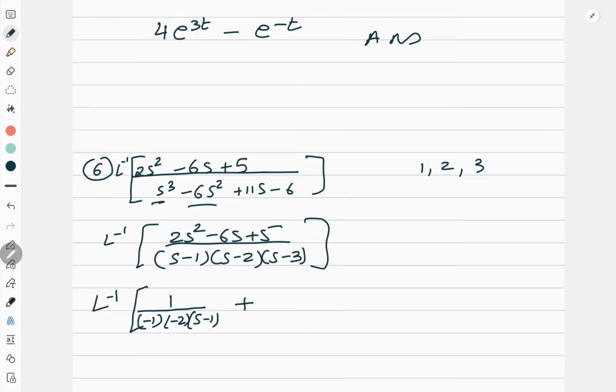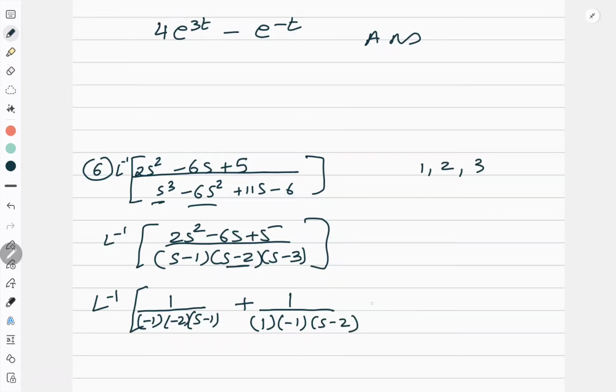Okay, then plus. Now put s is equal to 2. When you put 2, 2 square is 4. 4 2s are 8. 8 minus 12 will be minus 4. Minus 4 plus 5 is 1 again. Denominator, 2 minus 1 is 1. 2 minus 3 is minus 1.